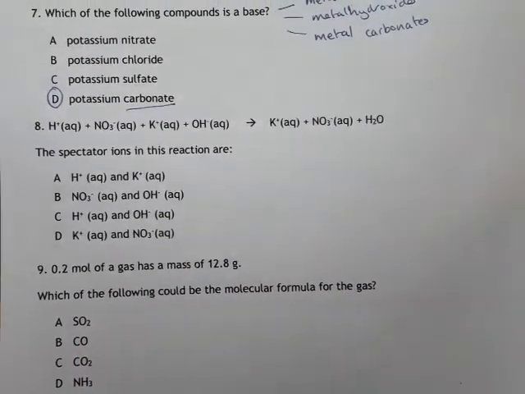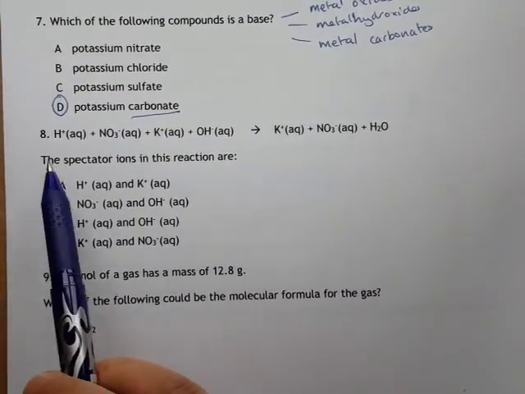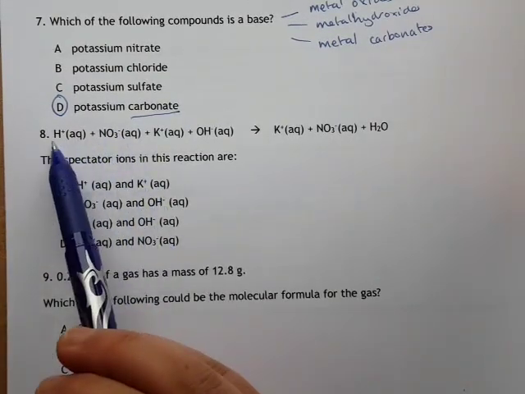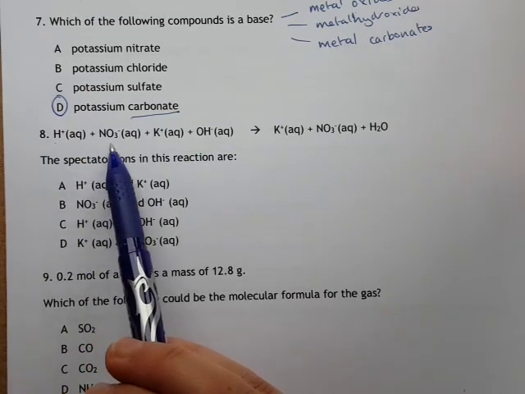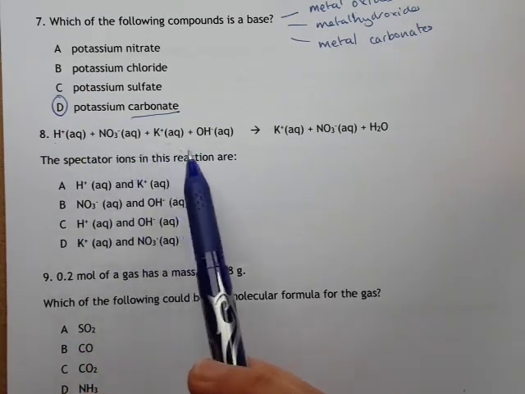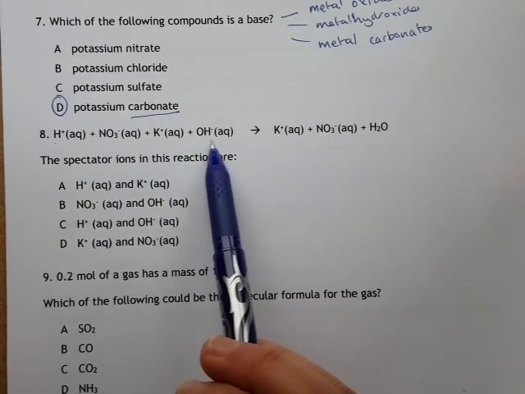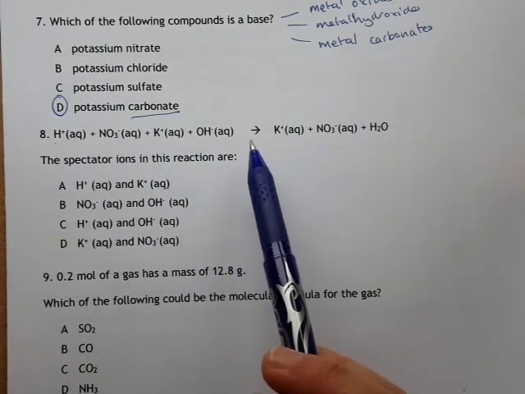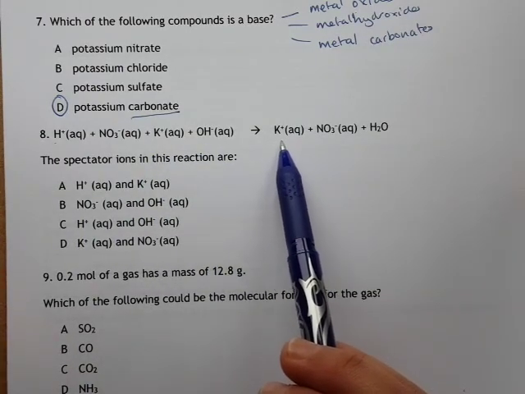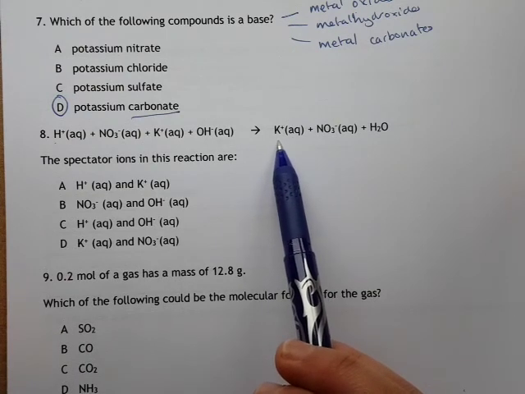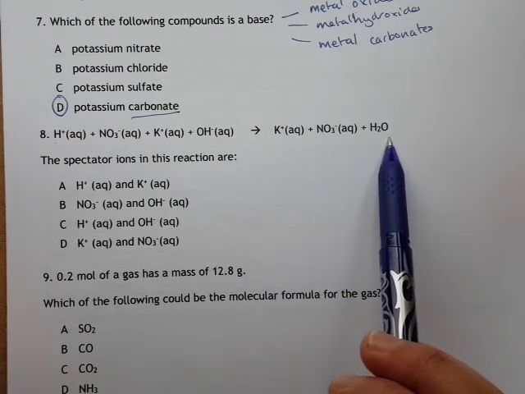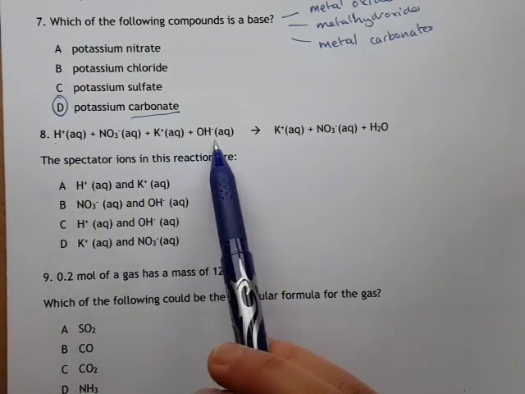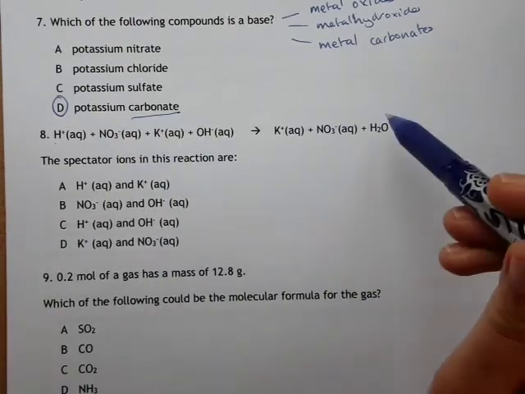Question 8. We've got an equation here, so we've got H+ hydrogen ions (aq) in solution, plus NO3-, that's nitrate ions in solution, plus potassium ions in solution, plus hydroxide ions in solution. So we're mixing together solutions containing different ions, and our products of our reaction again are ions in solution and water. From the H+ and the OH- ion, straight away I can think this is probably a neutralization reaction because we're forming water.